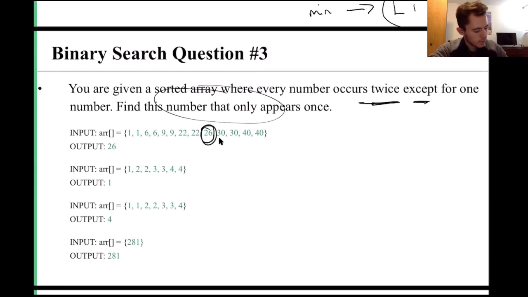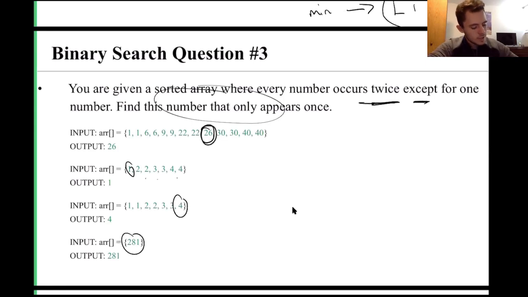Second example, kind of more manageable. We have 1 1, then 2 2s, 2 3s, and 2 4s. And then third example, same thing with the 4. And then the last example, there's only one 281. So that's the 281. This one I think was a little bit less intuitive, so I'm just going to go into the solution.